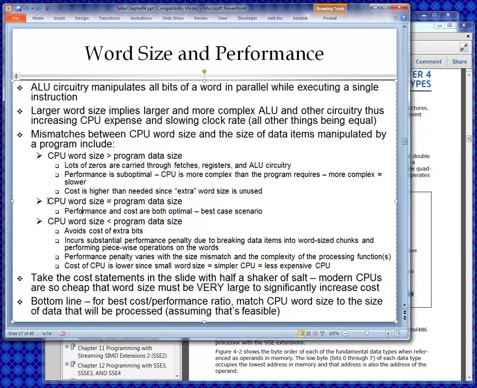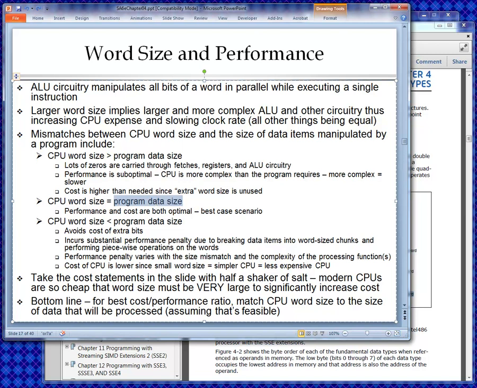Okay. Second possibility, CPU word size is exactly the same as the size of the data you're going to manipulate. In that case, that's an optimal scenario. That's a best case scenario. Your performance of the hardware exactly matches the data you need. You're spending the right amount of money to do what you want to do.